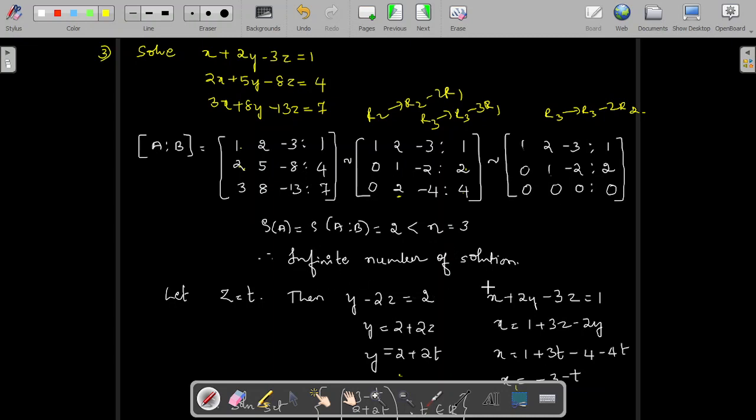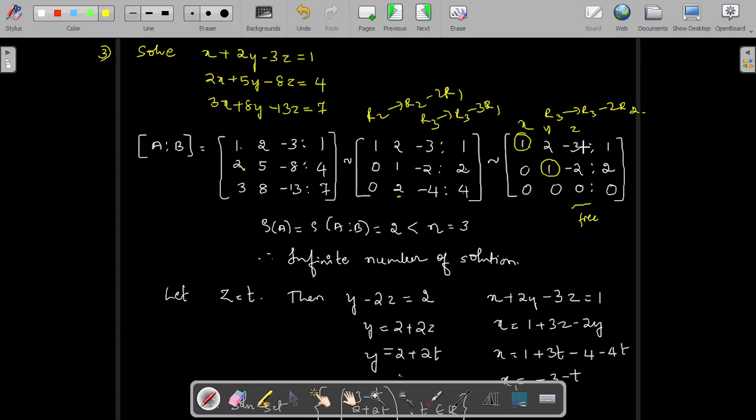Now, how to get those infinite number of solutions? The first column has a pivot, second column has a pivot: x column, y column, z column. Third column doesn't have any pivot, so this is a free variable. Now, take that free variable as arbitrary value t, then construct the equivalent system: y minus 2z equal to 2. y equal to 2 plus 2z and y equal to 2 plus 2t.